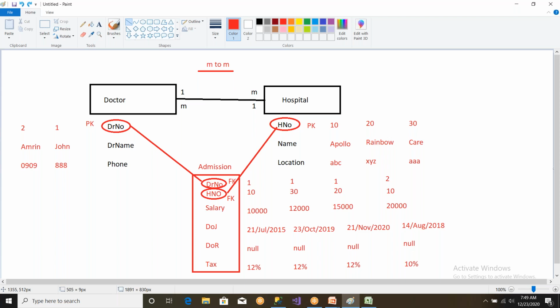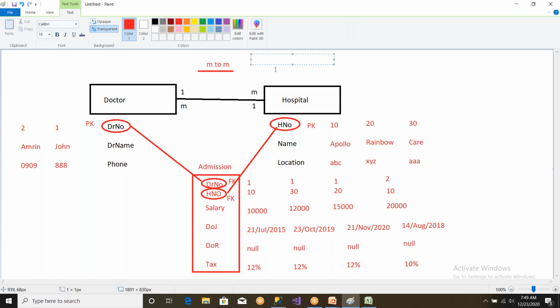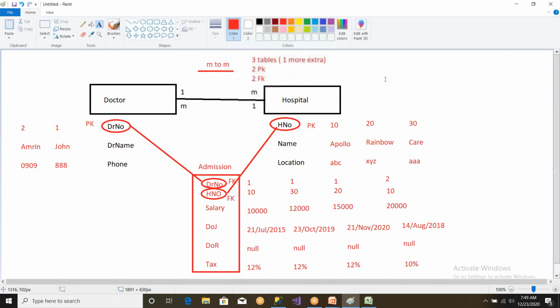The foreign keys are important here whenever there is a many to many relationship. What will happen? One more table will get created. It is very, very important. Three tables will be there to handle this, and two primary keys and two foreign keys. What is the learning point here? One more extra table will get created. Clear? So this is what you should say. One more extra table has to be created. Otherwise, you cannot handle the situation.